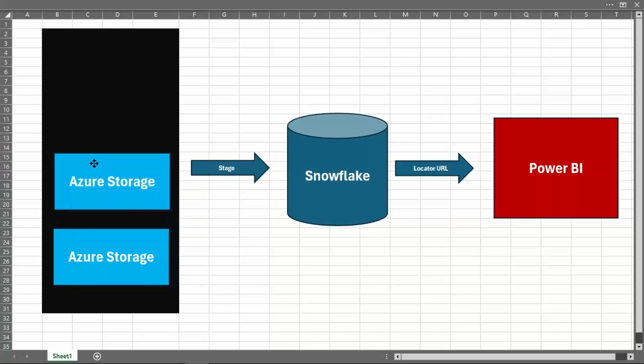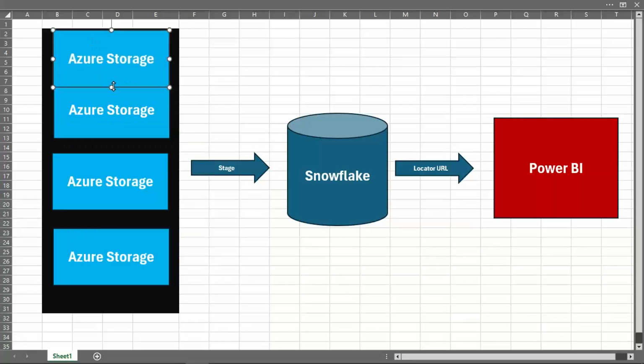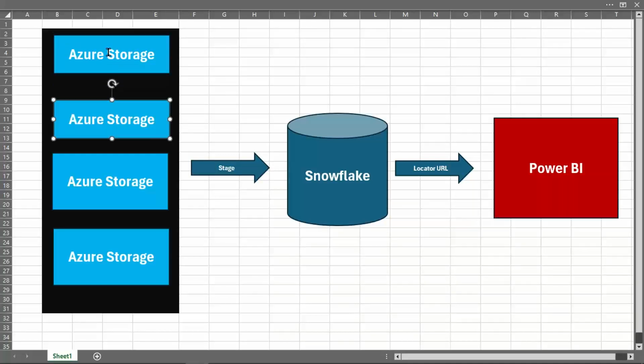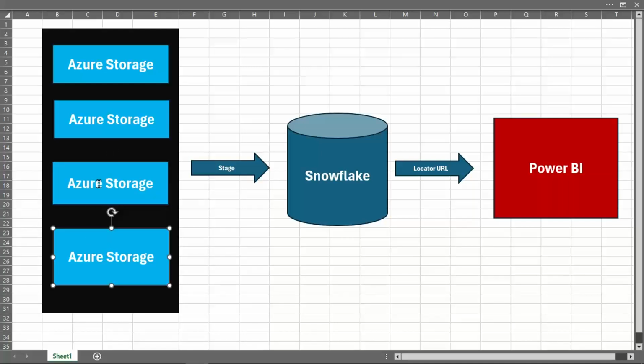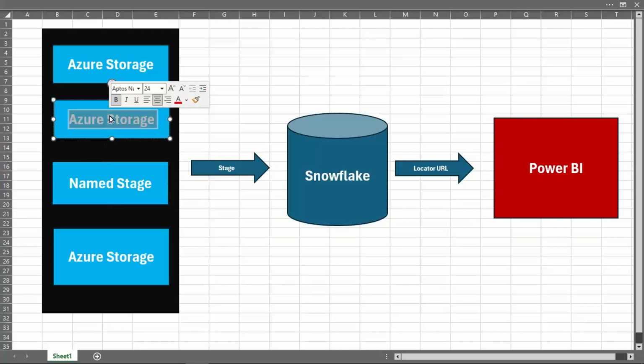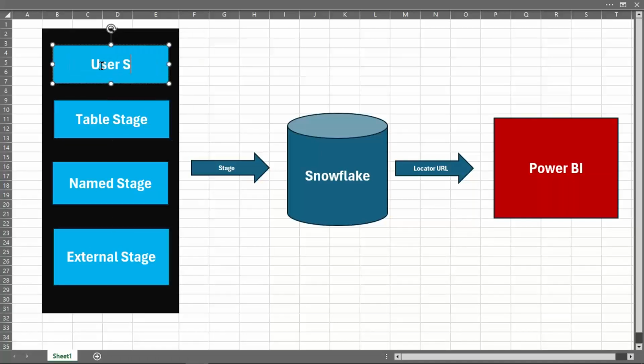But day before yesterday, what we did? We got 3 stages, right? You remember, please, everyone? User stage, table stage, named stage, external stage. This is external stage. So this is named stage and this is external stage now. I'm just making it generic. This is table stage and this is user stage.